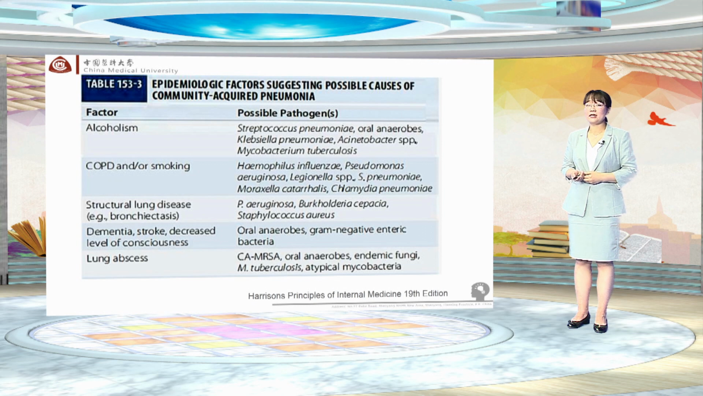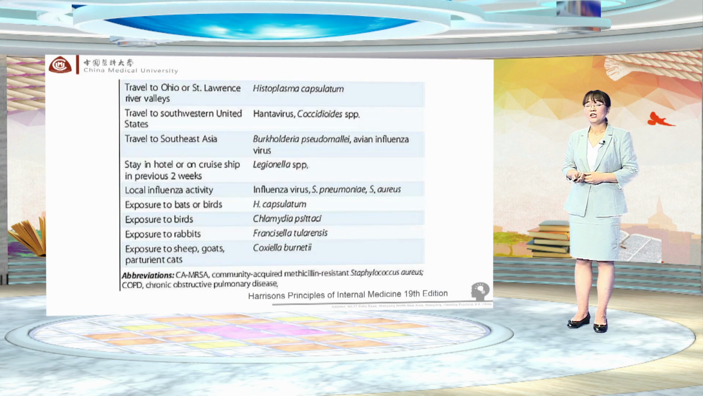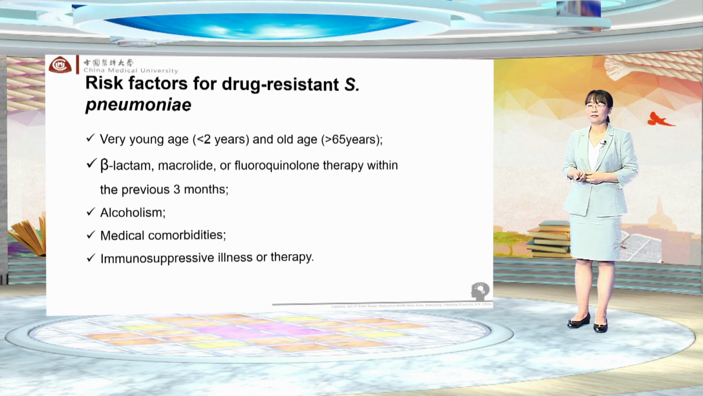This table shows the epidemiologic factors suggesting possible causes of CAP. If there is structural lung disease, you may pay attention to Pseudomonas aeruginosa. If the patient stayed in a hotel or on a cruise ship in the previous 2 weeks, Legionella should be considered. If the patient is exposed to birds, Chlamydia psittaci should be considered.